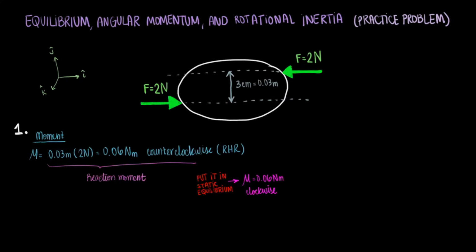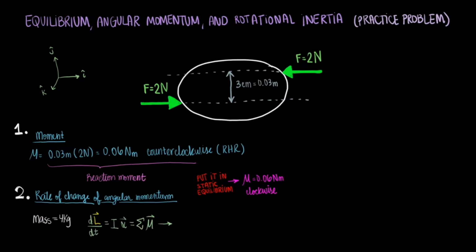Part 2. We can now find the rate of change of angular momentum. Let's assume the body we drew has a mass equal to 4 kilograms. The rate of change of angular momentum equals the moment of inertia times the angular acceleration by definition. Turns out that, also by definition, that equals the sum of all moments. Well, this makes the solving of this problem quite straightforward. We already know the sum of all the moments. That equals 0.06 newton meter in the k-hat direction.